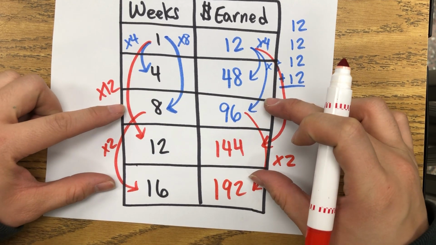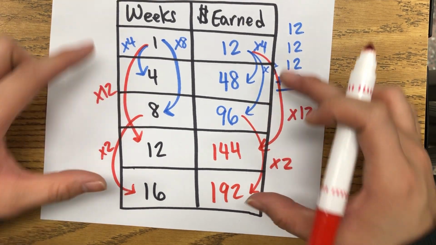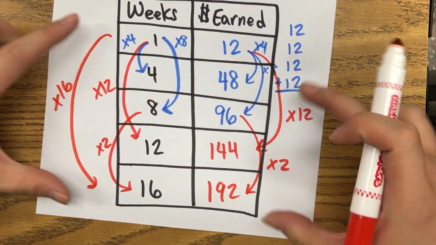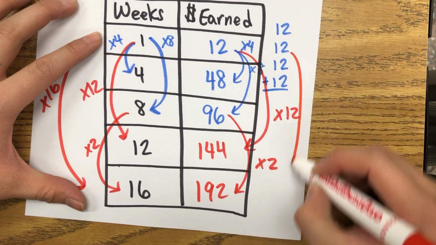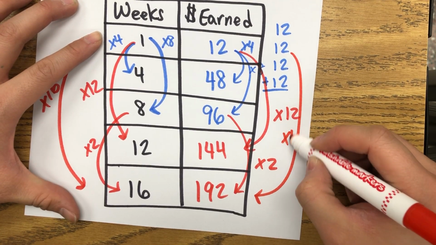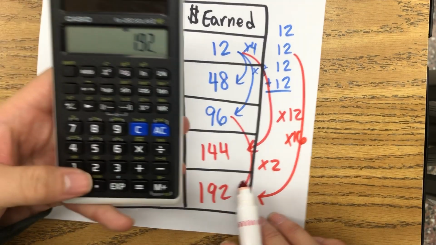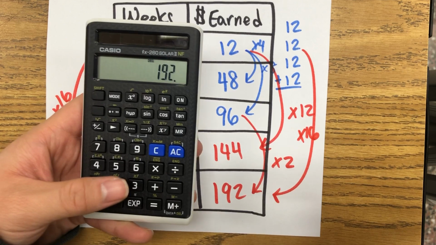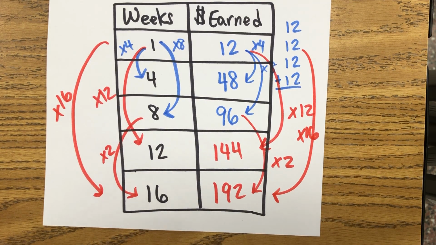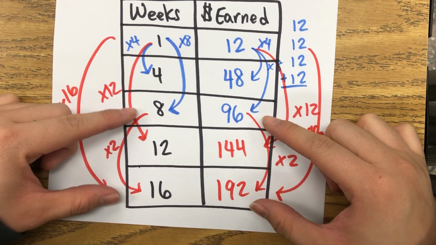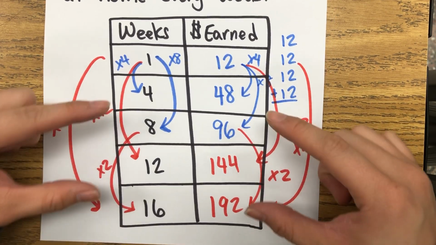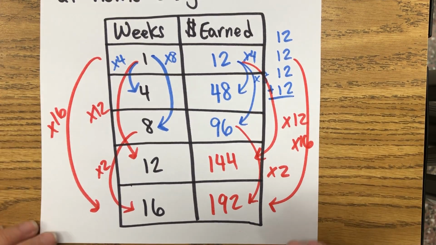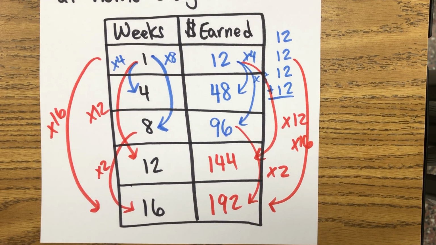But what if I wanted to make the jump not from here, but from, let's say, 1? This is times 16. So is 12 times 16 192? 12 times 16. Yep, so it doesn't matter where you jump from as long as it's the same size jump from both sides. Okay, so this is the same size jump, this is the same size jump, this is the same size jump. So as long as it's the same size jump, you can jump from whatever number you'd like.